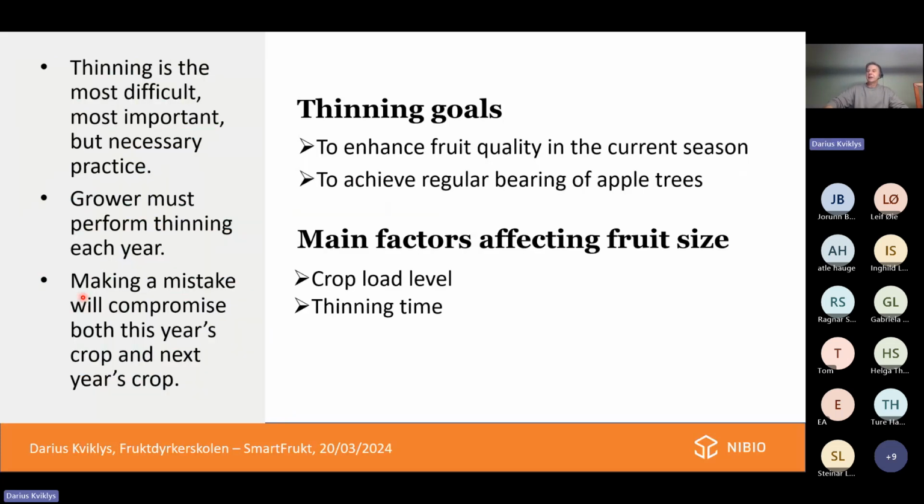So, thinning is the most difficult, most important, but necessary practice. It should be done every year if you want to get the best results. The main goals of thinning are to get higher fruit quality in the current season, and also to achieve regular bearing of apple trees. And I would say that the main factors which affect fruit size are crop load level and thinning time.